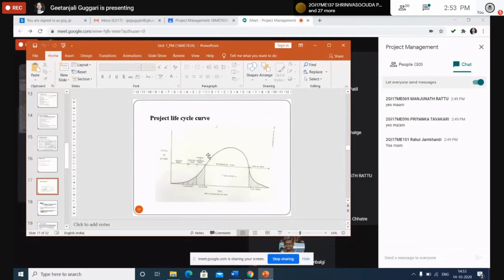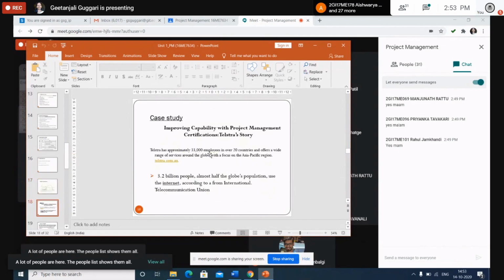This sketch is a must for the project life cycle phases. Along with this sketch, you need to explain in brief the different phases of the project life cycle. Then the case study is not there for you.